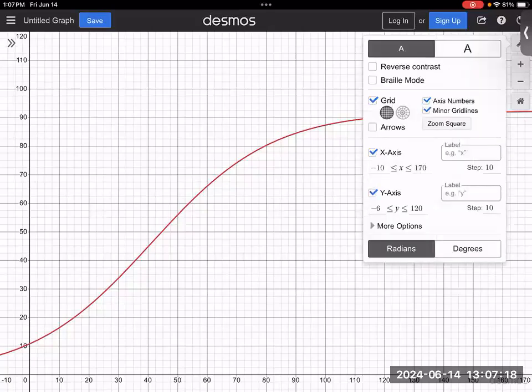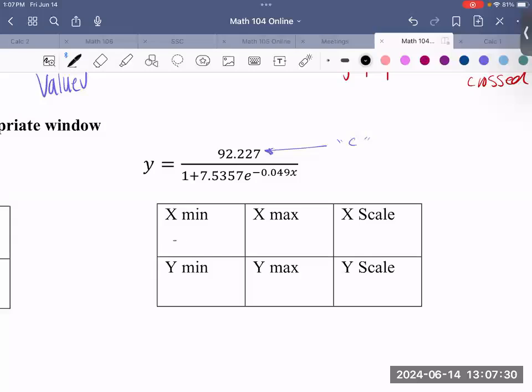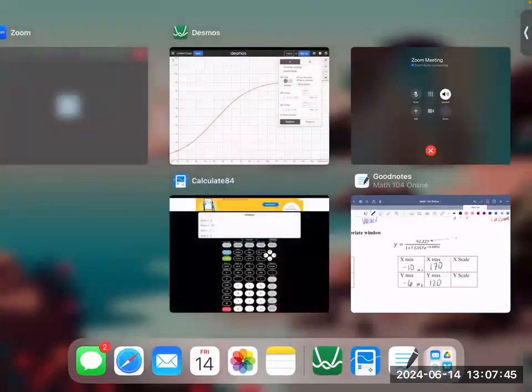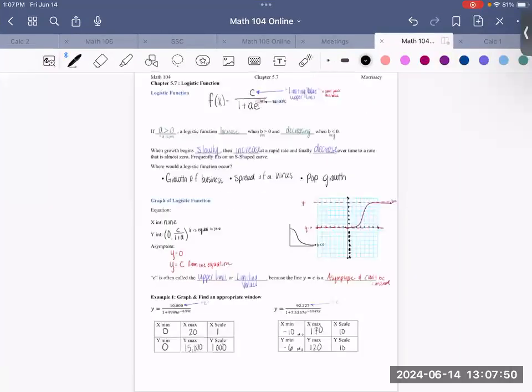So you have -10 and 170. And if you wanted, you don't have to do a -6. You can start at 0 if you would like. So we said 0, 170, 120, and what were our scales? They're both 10. So that is our graph so far.